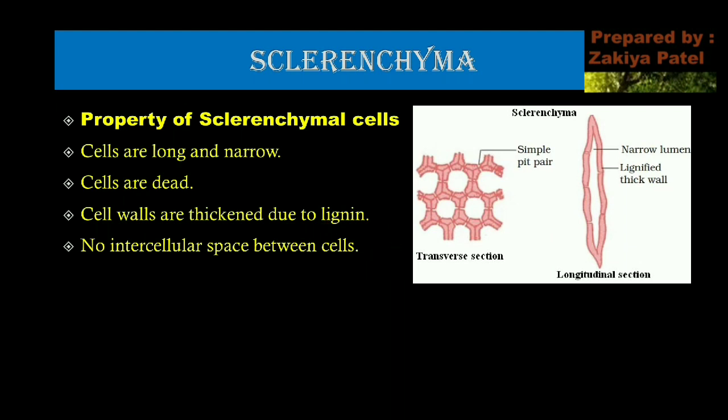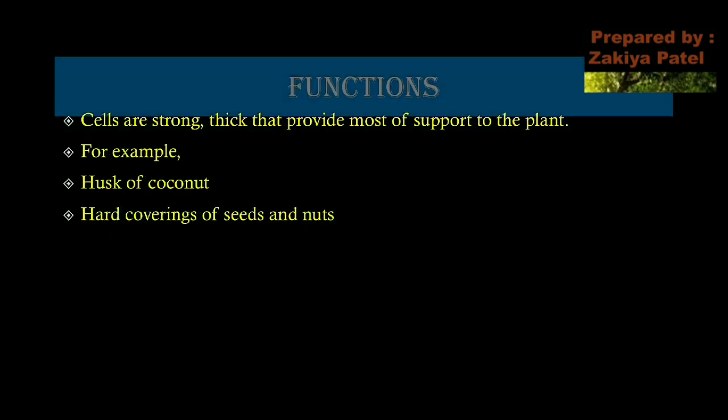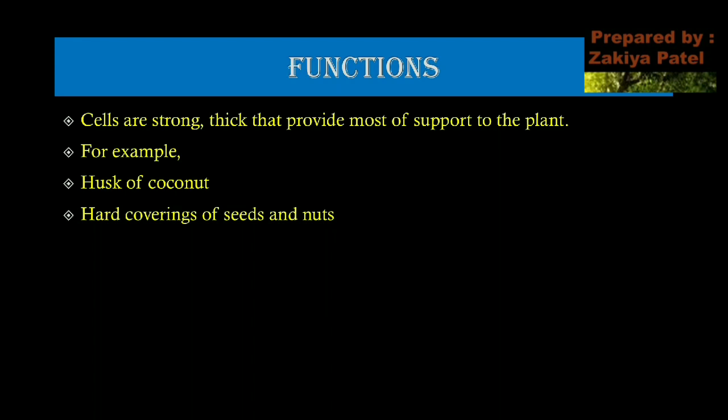Now moving to the functions of sclerenchyma cells. The very main function, and I can say the main focus of the sclerenchymal cell, is strictly on support and structure of the plant. So, as the cells are strong due to lignin and thick, they provide most of the support to the plant. For example, the husk of coconut. We have seen the husk of coconut.